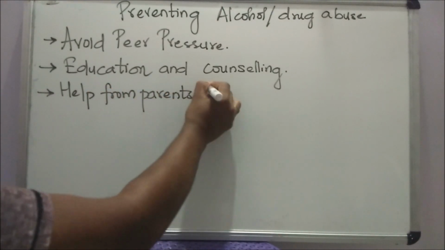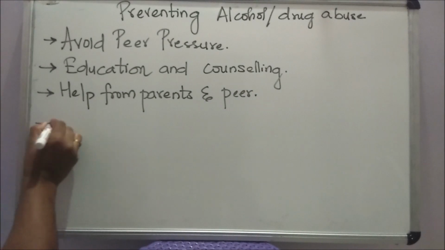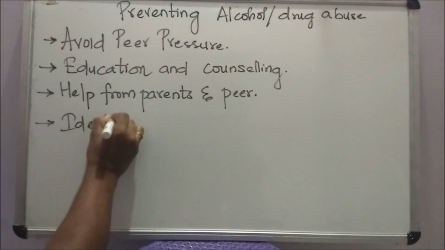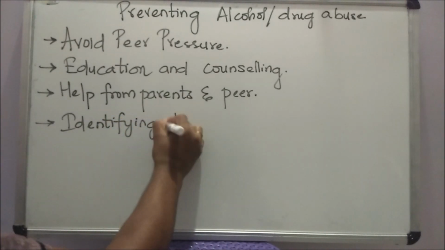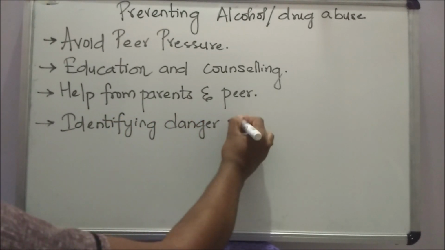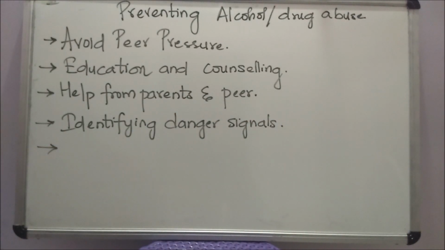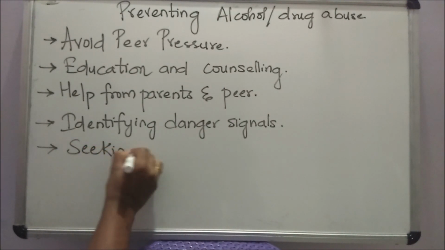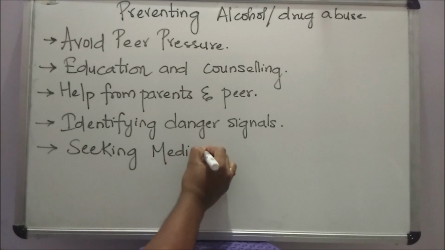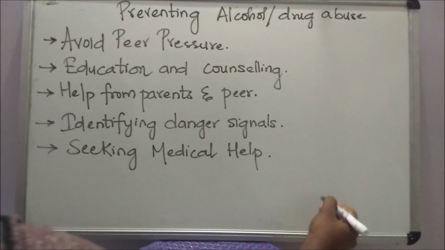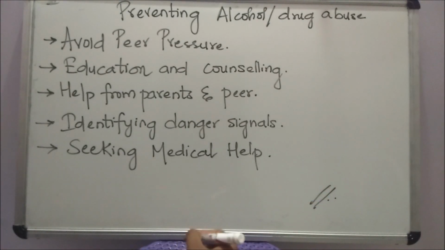Help from parents and peers. This includes proper guidance, advice, and trust to everyone to overcome problems such as stress and guilt. Identifying danger signals. If any sign or symptoms of alcohol or drug abuse is seen in the adolescent by family or friends, then it should not be ignored because prevention is better than cure. Seeking medical help. Psychologists and rehabilitation programs surely help an addict. Medical help should be sought to prevent further damage.